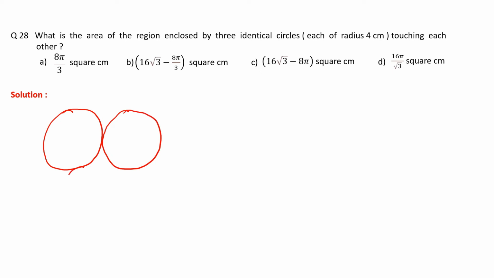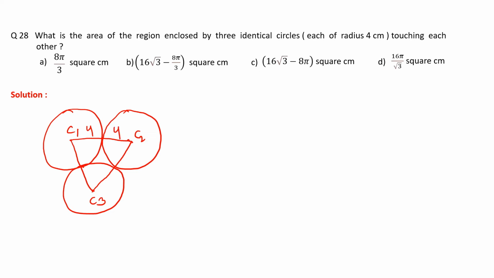I am considering the centers of these three circles to be C1, C2, C3. Now we know one thing, whenever two circles touch each other externally, then their point of contact and their centers are always collinear. So according to this theorem, I can say the length of line C1C2 will be 8 units.